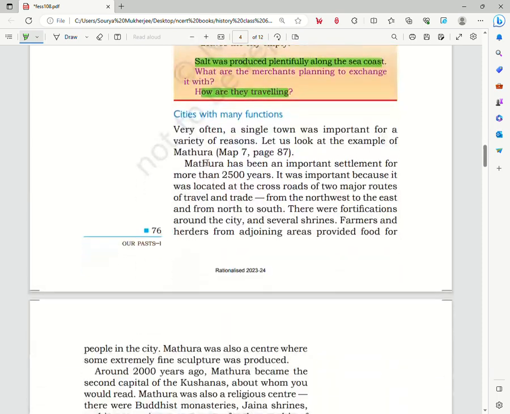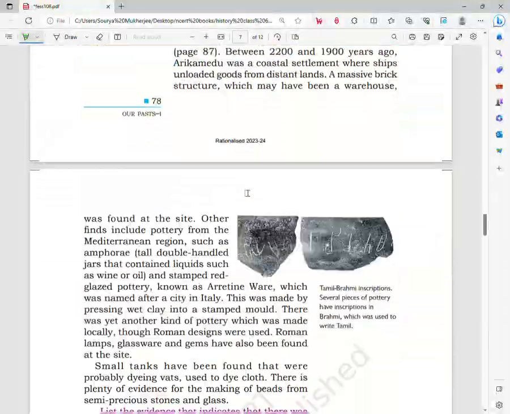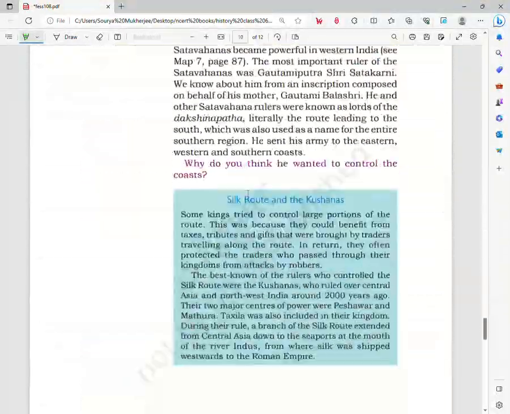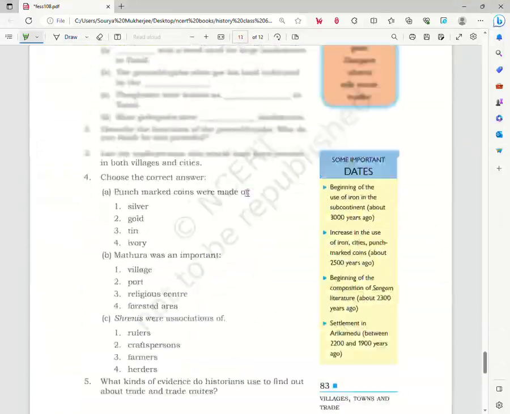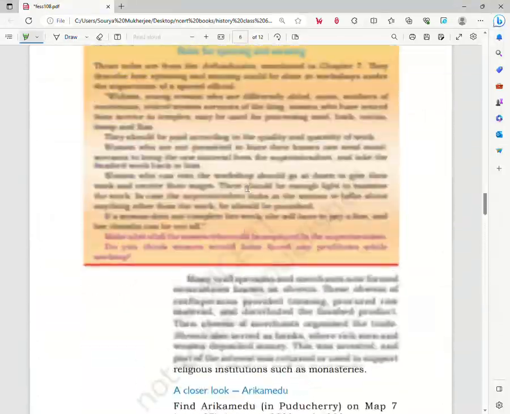Next we see cities with many functions. Very often a single town was important for a variety of reasons. Let us look at the example of Mathura. Let us go to map 7. Okay, it's not in this chapter, we will see later.